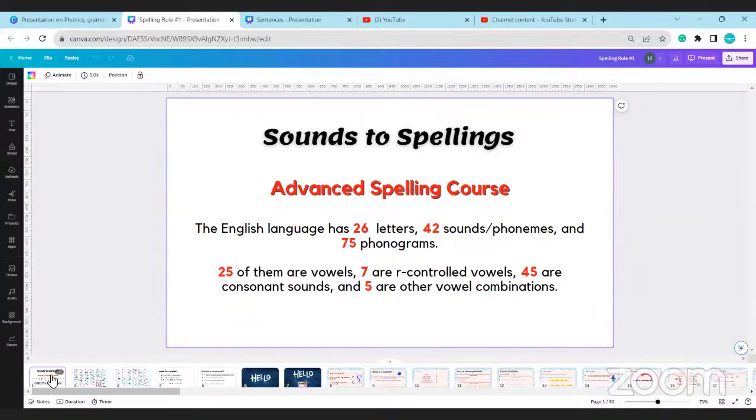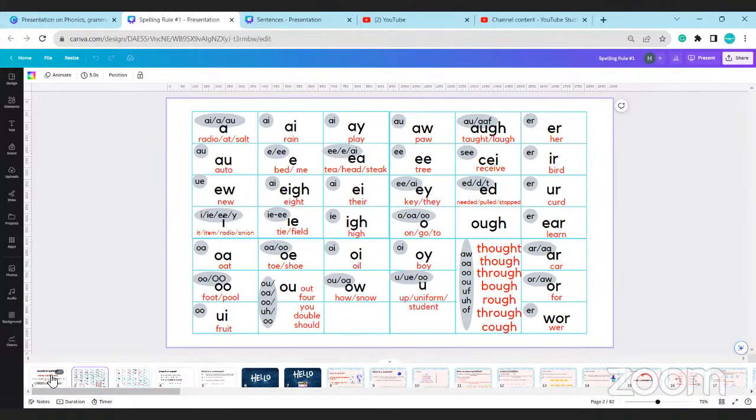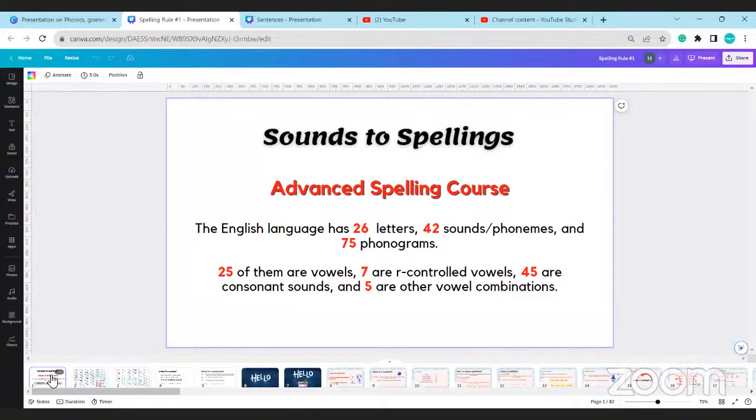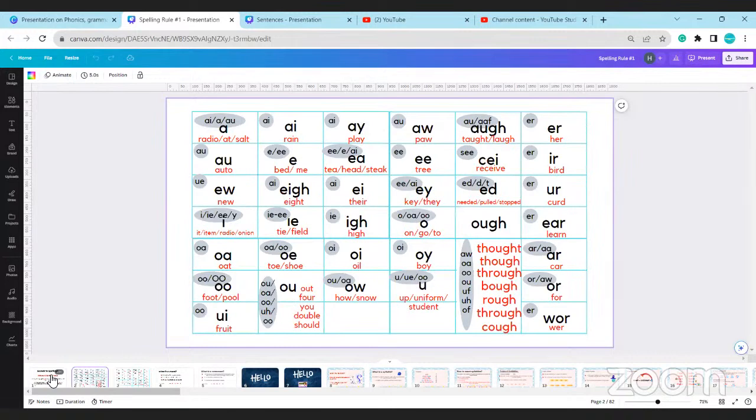Today I'm sharing the slides of my spelling rule course with you that I usually don't share in these classes, but it's fine if you are here and you can make use of it. These are the cards of 75 English phonograms, right? English has 26 letters, 42 sounds, and 75 phonograms. If you want to learn all about this, you have complete videos on my YouTube channel.